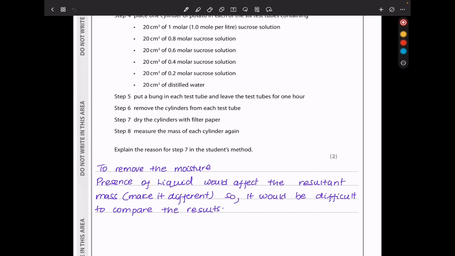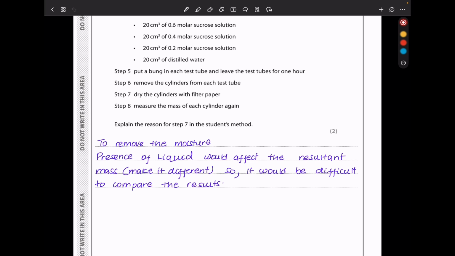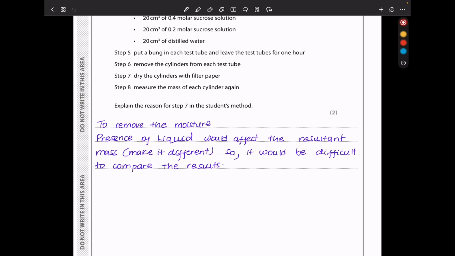Then they put a bung in each test tube and leave the test tube for 1 hour. They remove the cylinders from each test tube, dry the cylinders with filter paper, and measure the mass of each cylinder again. The first question says explain the reason for step 7 in the student's method.